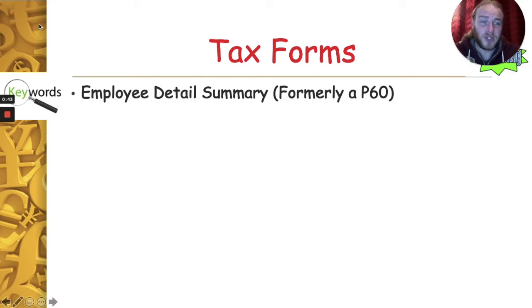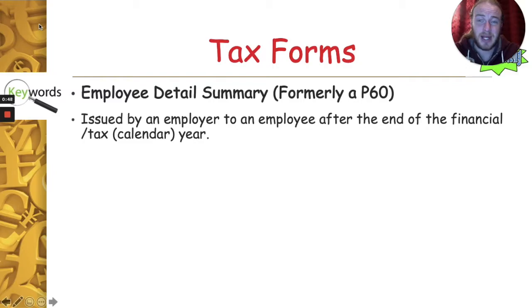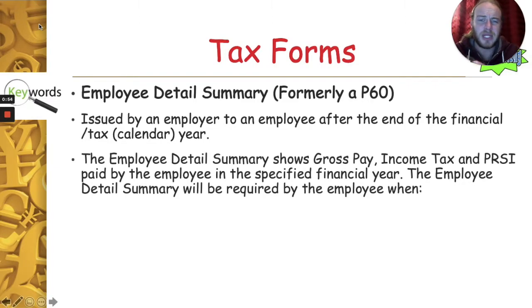So, first things first, the Employee Details Summary, formerly known as a P60, okay? This is issued by an employer to the employee at the end of the financial year or tax year. The Employee Details Summary shows the gross pay, income tax and PRSI paid by the employee in that particular financial year.